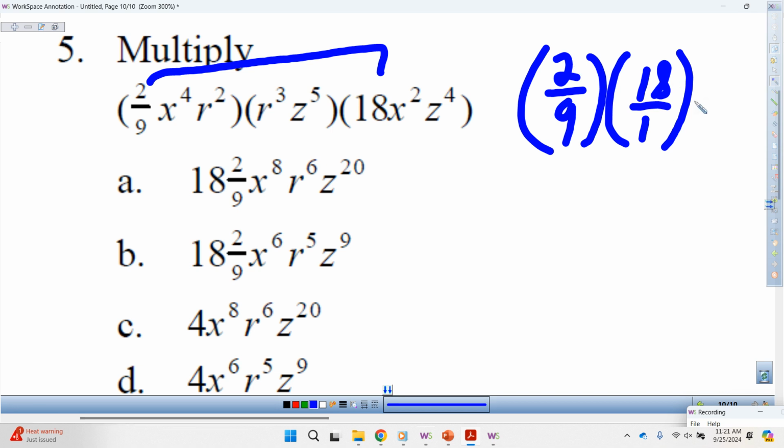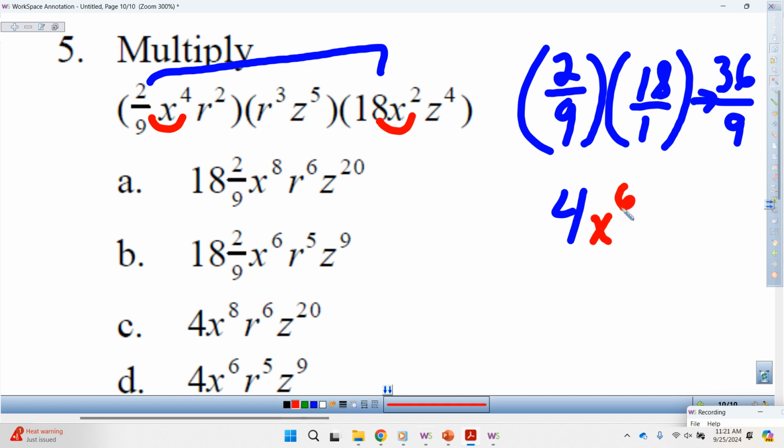So, what is 2 times 18? 36. What is 9 times 1? 9. What is 36 divided by 9? 4. That is correct. Are we there so far? All right, now variables times variables. X to the 4th times x to the 2nd. What do we do to the exponents? We add them, right? So this is x to the 6th. Continue.